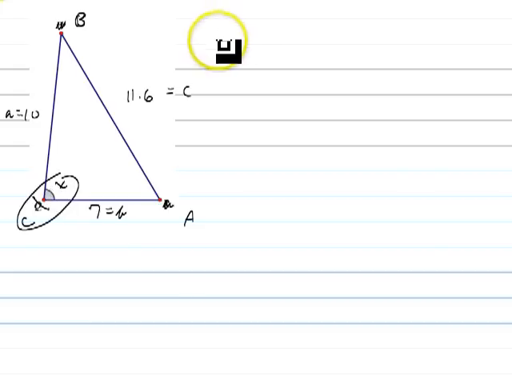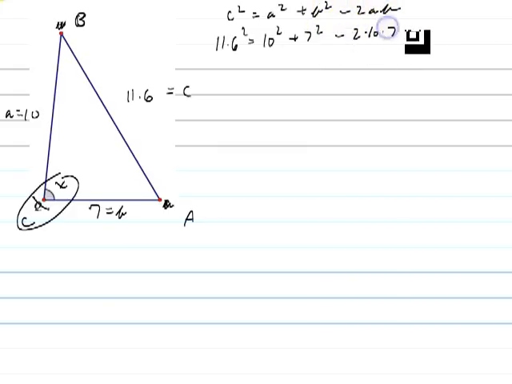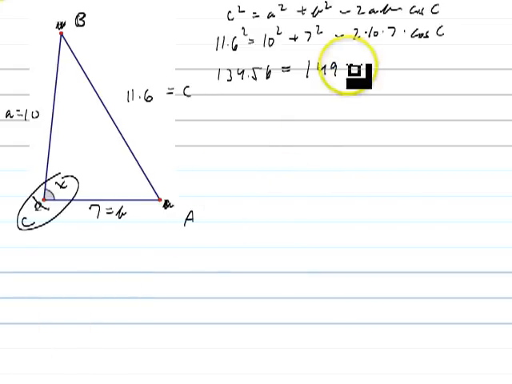So according to the law of cosines, 11.6 squared equals 10 squared. That's C squared equals A squared plus B squared, which is 7 squared, minus 2AB, which is minus 2 times 10 times 7, times cosine C, which is still cosine C. Now 11.6 squared is 134.56. 10 squared is 100, 7 squared is 49. So this becomes 149 minus 2 times 10 times 7, which is 140 cosine C.